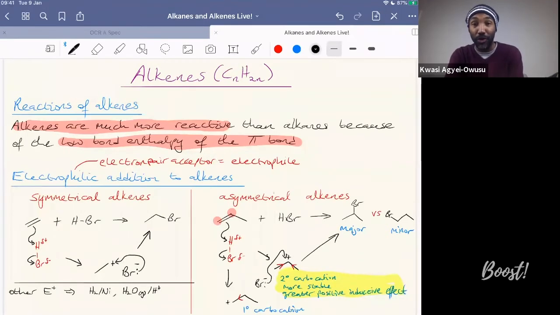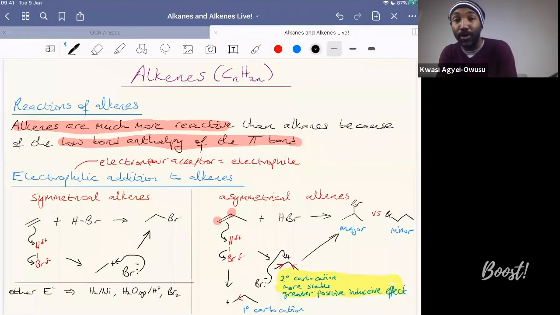You could also have halogens. So you could also have Br2 being added across your alkene double bond. That gives you a dibromo compound, or it could be a dichloro if you're using chlorine. Okay. The important thing is that the mechanism is the same.